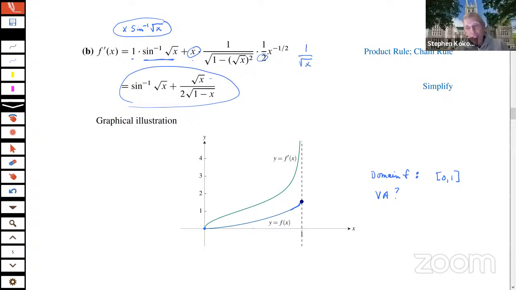So x equal 1 is in the domain of f. So I can actually find the value of 1 times the sine inverse of the square root of 1, which is 1. I can actually find that value. And in fact, somebody can tell me what that value is.